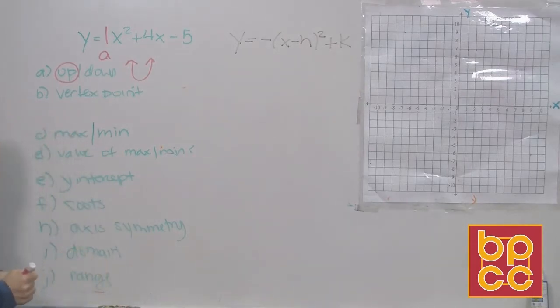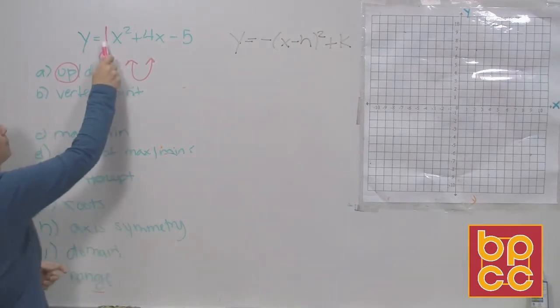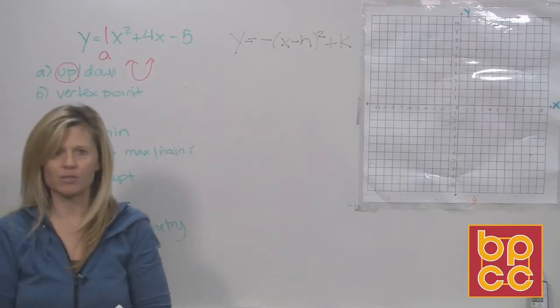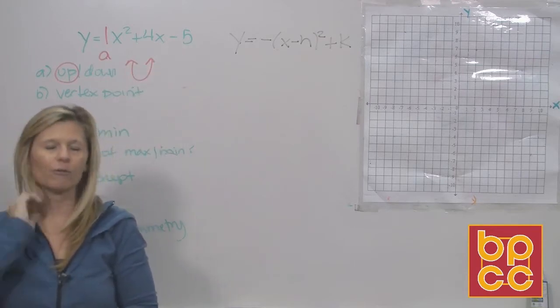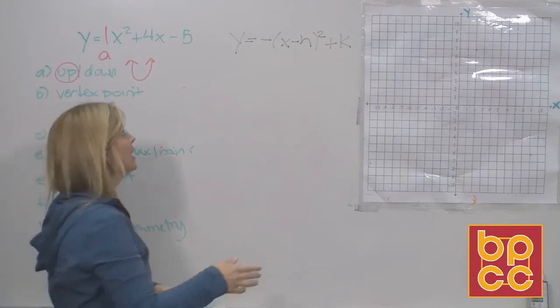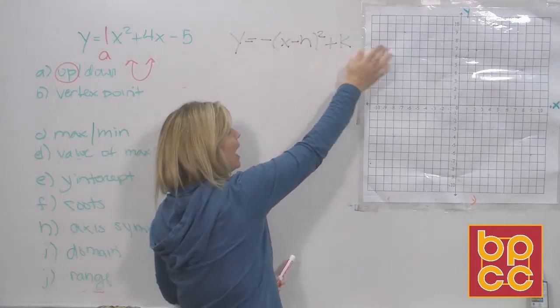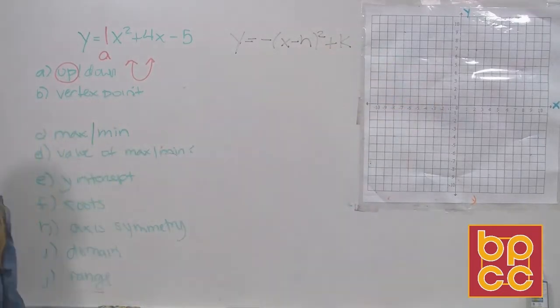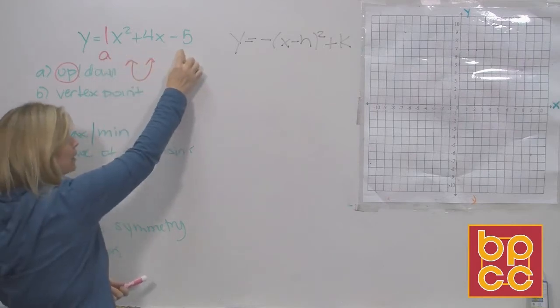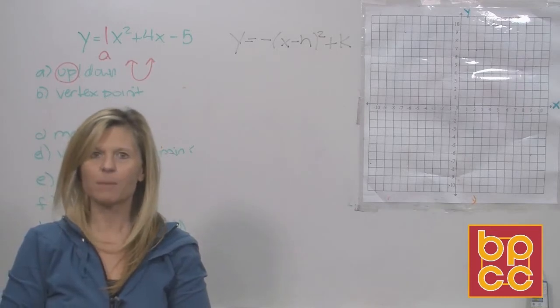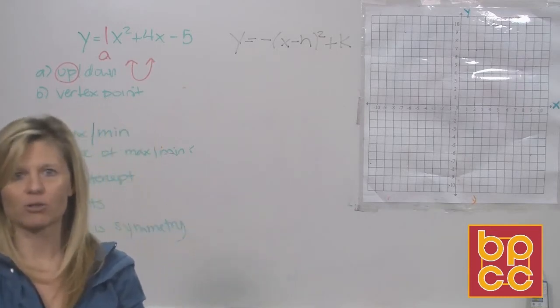Now, the difference today is this. Because this equation is in general form and it does not have the parentheses, you do not know the vertex point. See, if it had the parentheses, then you would know your h and your k, and you could go plot your vertex point. So, what we're going to do is learn how do we take the parabola equation, the quadratic equation, and if it doesn't have the parentheses, how do we get the vertex point?